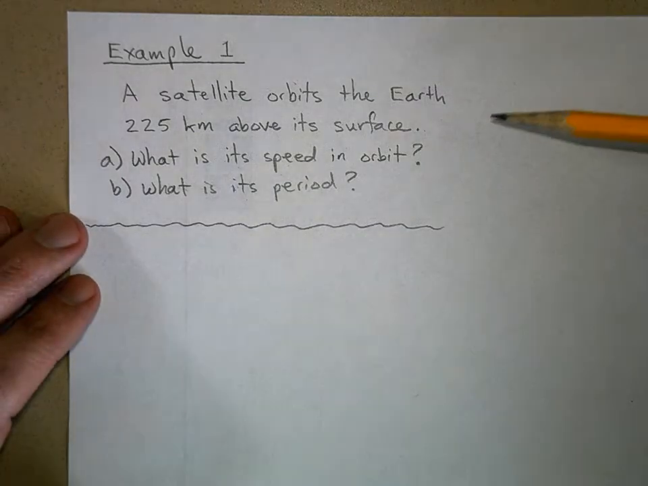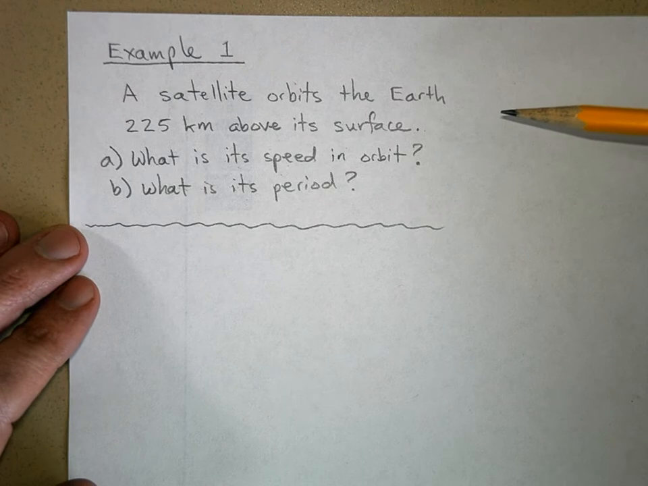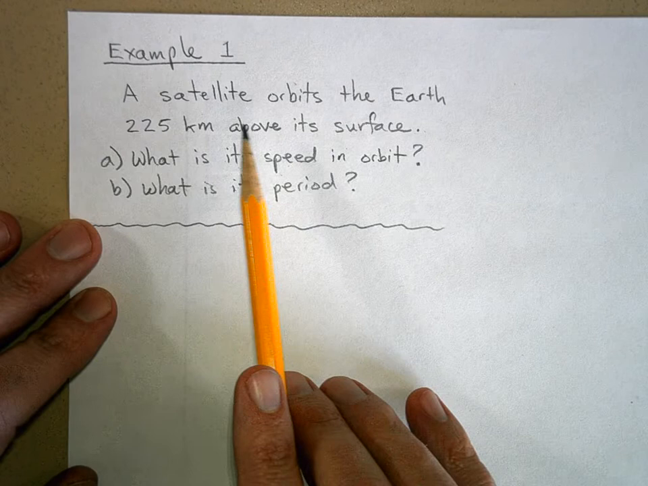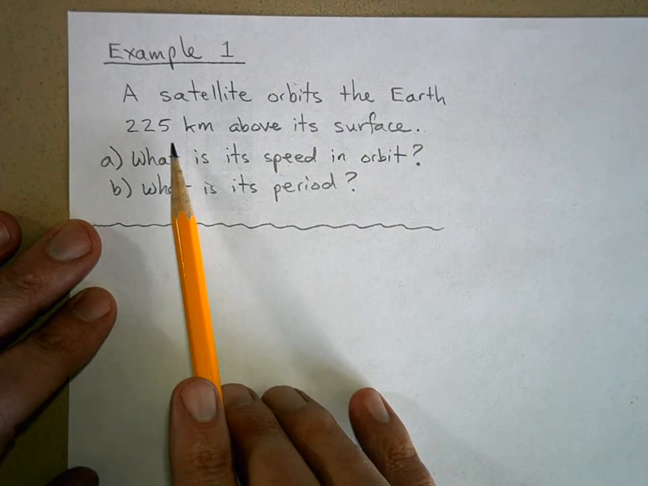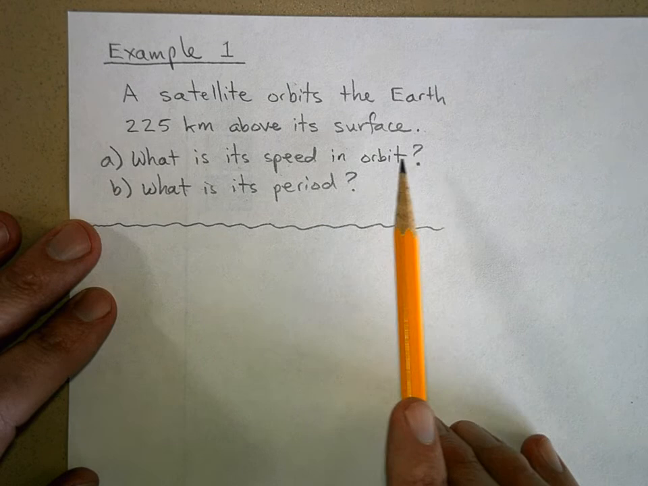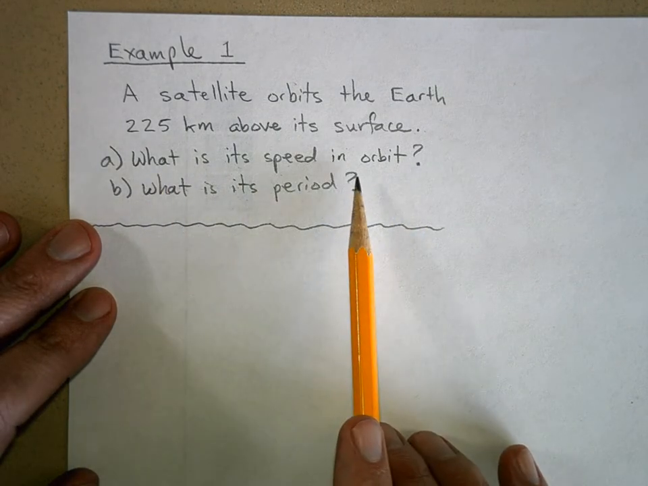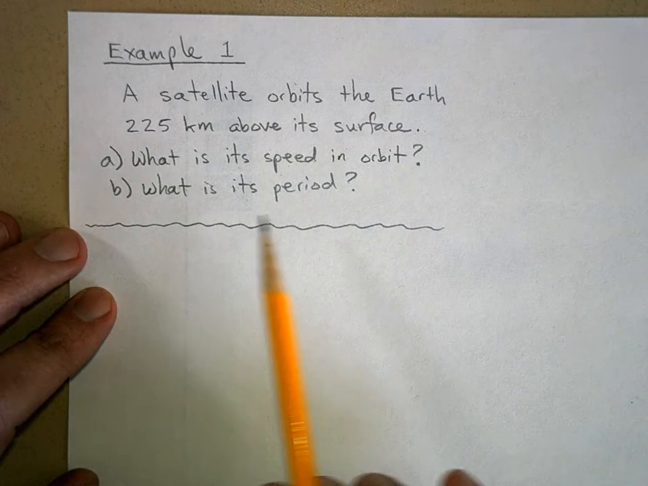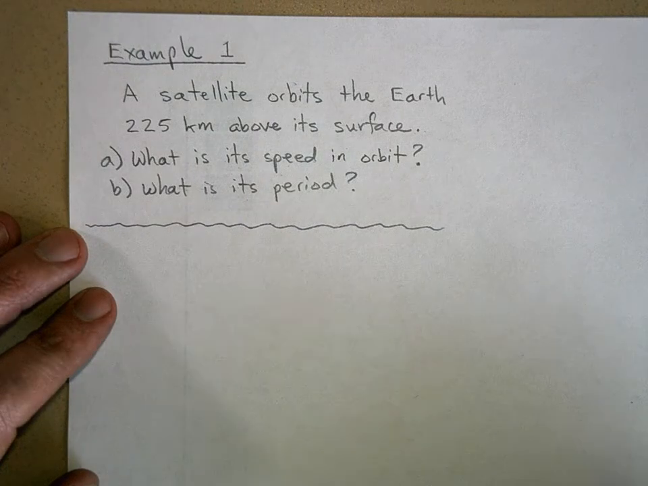Here's a typical example of what we're going to be doing, using Newton's law of gravity to solve problems. We've got a satellite that's orbiting the Earth at 225 kilometers above the Earth's surface. So we want to know what is the speed of its orbit, and what is its period. In other words, how much time does it take to circle the Earth one time?